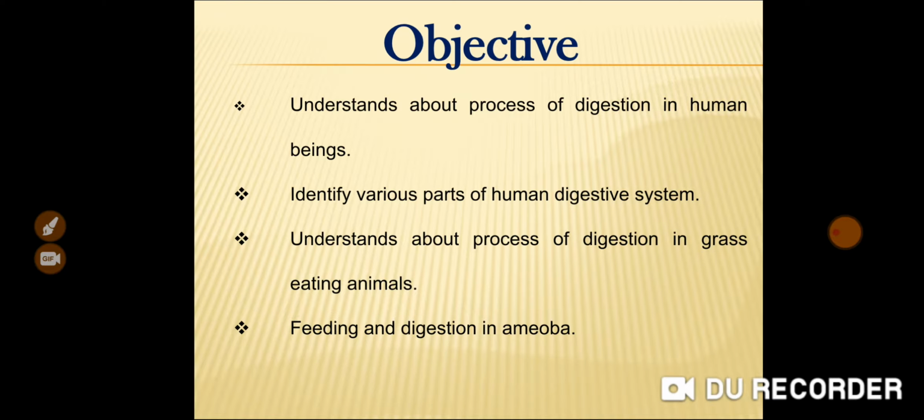Objectives of this chapter are to understand the process of digestion in human beings, identify various parts of the human digestive system, understand the process of digestion in grass-eating animals, and feeding and digestion in amoeba.